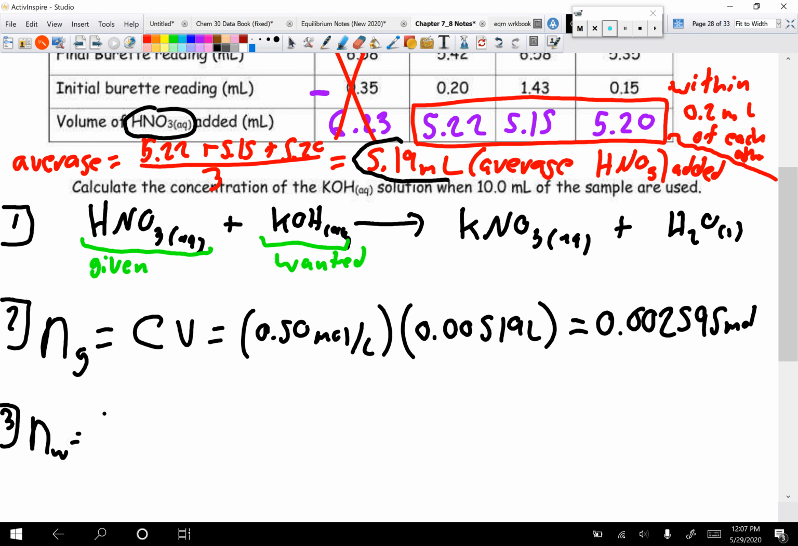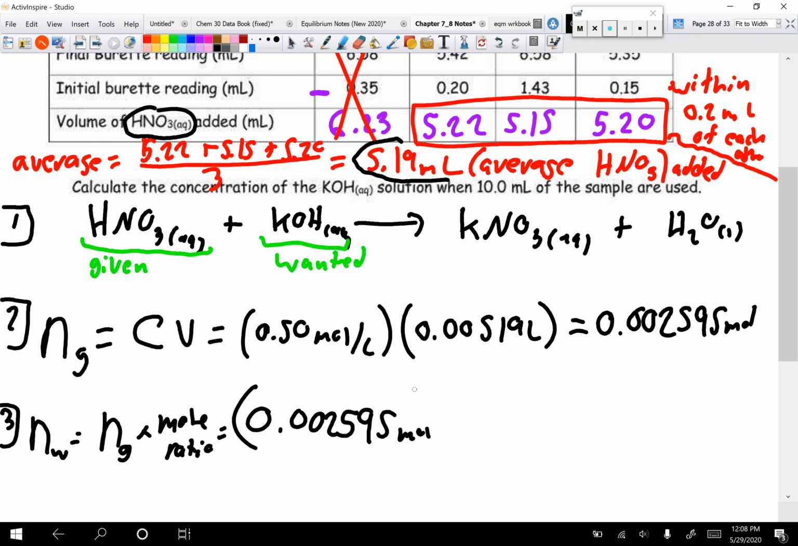Then we move on to step 3. Number of moles wanted is equal to number of moles given times our mole ratio. So we take our 0.002595 moles and we multiply by wanted 1 over given 1. And we have our exact same number.